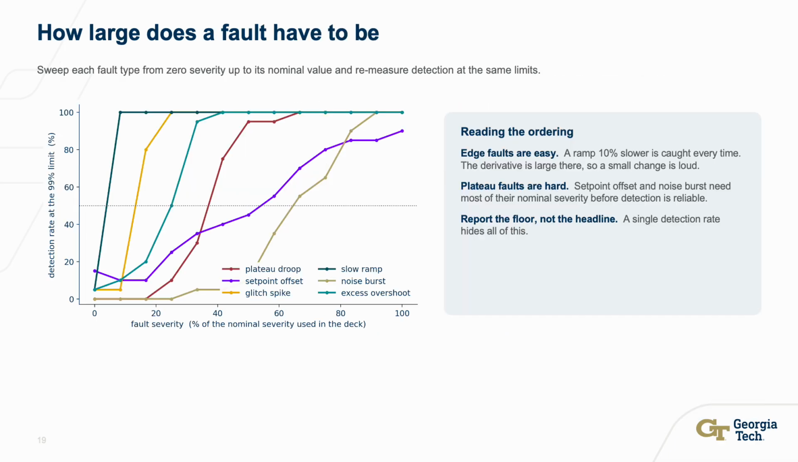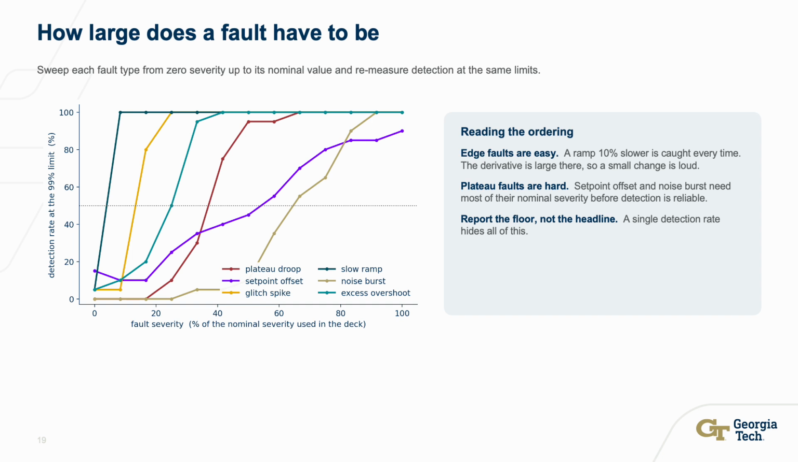First, reality check. That perfect score was measured on nominal severity. So let us ask how large a fault has to be. Take each fault type, sweep its severity from 0 up to the nominal value used throughout these lectures, and remeasure the detection at the same limits. The horizontal axis is severity as the percent of nominal. The vertical axis is the detection rate. Read the ordering rather than individual curves.